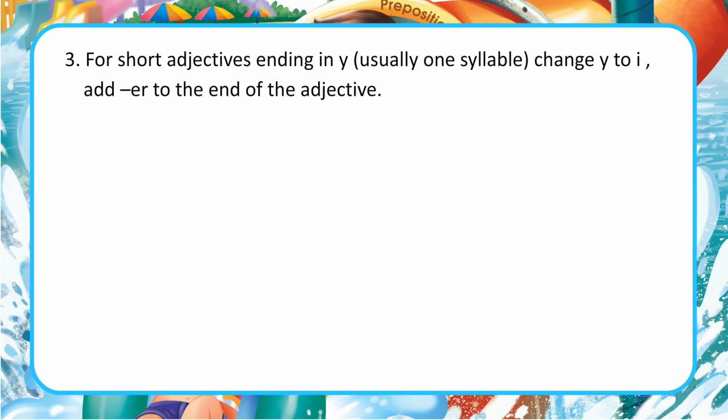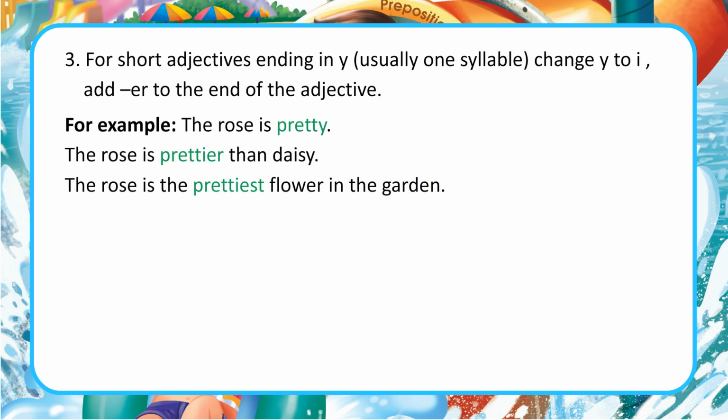3. For short adjectives ending in y, usually one syllable, change y to i and add -er or -est to the end of the adjective. For example, the rose is pretty. The rose is prettier than Daisy. The rose is the prettiest flower in the garden.